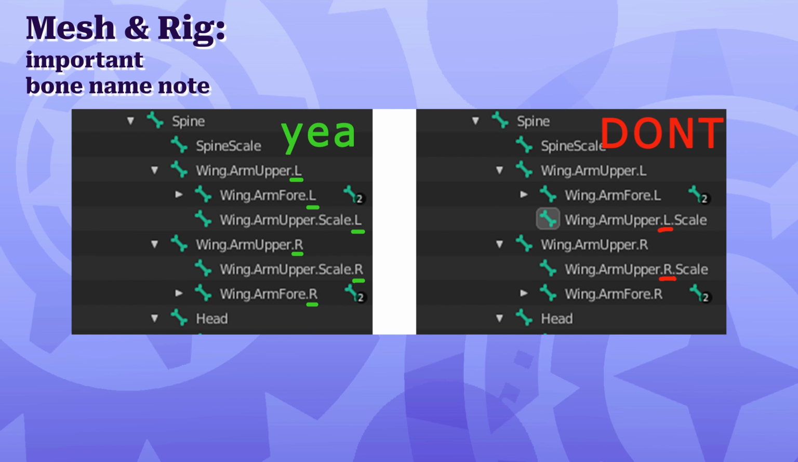For the mesh and rig, I want to make an important note. You need to make sure that when you're putting your L and R designations, that you put them at the very end of the bone names. This is so that when you mirror something, Blender is going to auto mirror the weights and the UVs for you. If you don't put it at the very end, you're going to have to do that yourself.